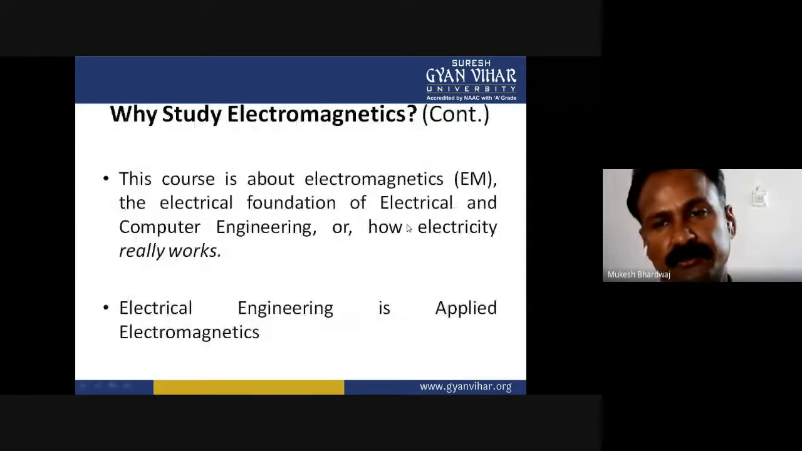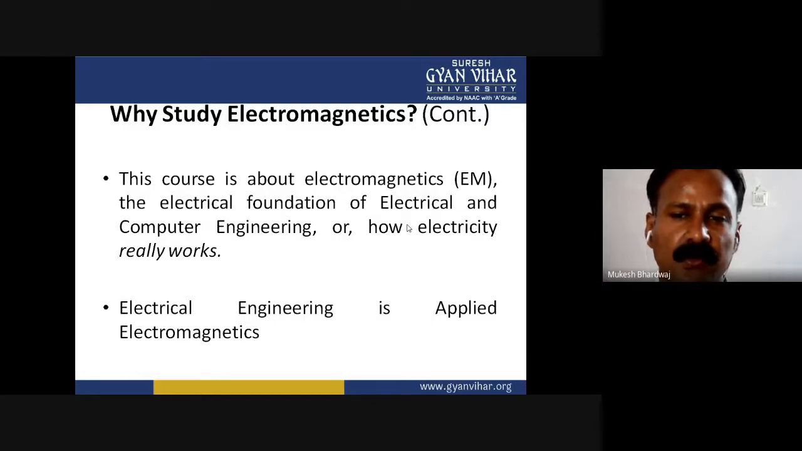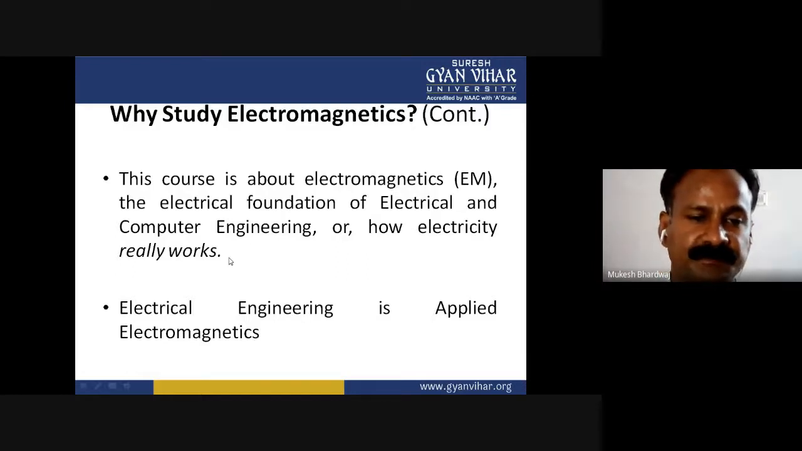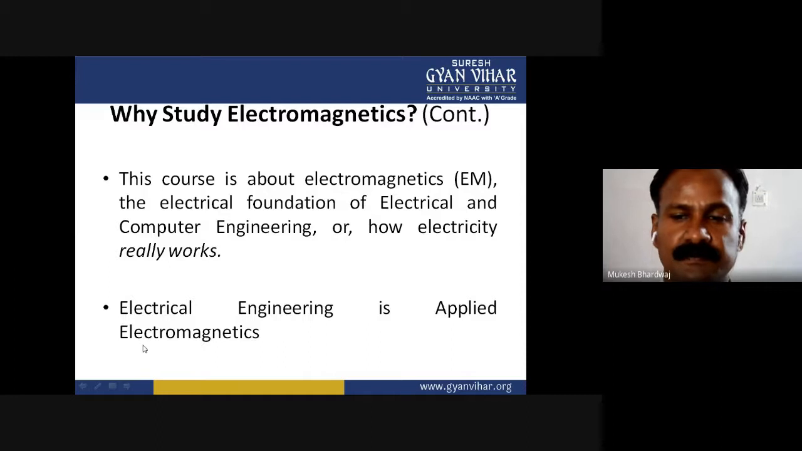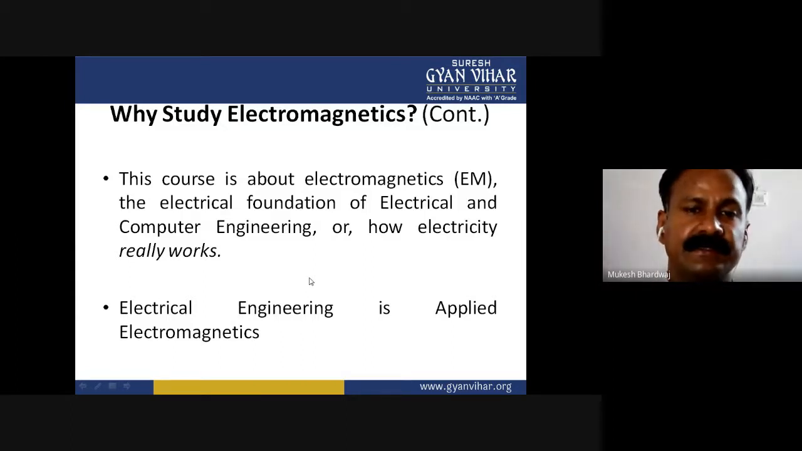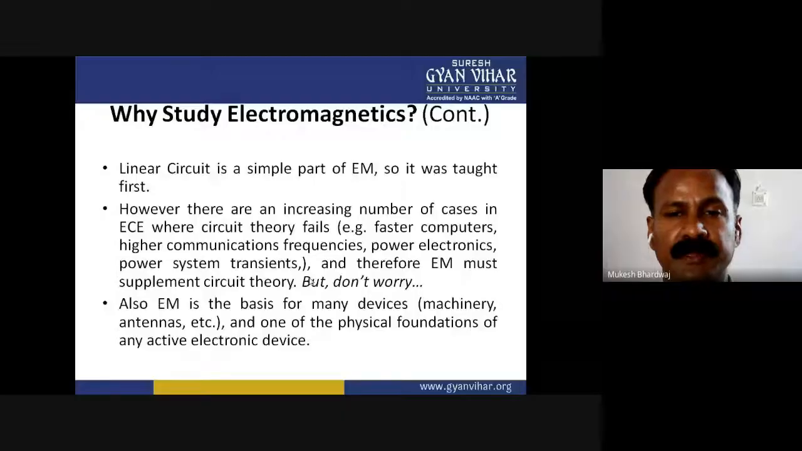Why study electromagnetics? The course is about electromagnetics, the electrical foundation of electrical and computer engineering, or how electricity really works. Electrical engineering is applied electromagnetics. Linear circuit is a simple part of electromagnetic wave, so it was taught first.